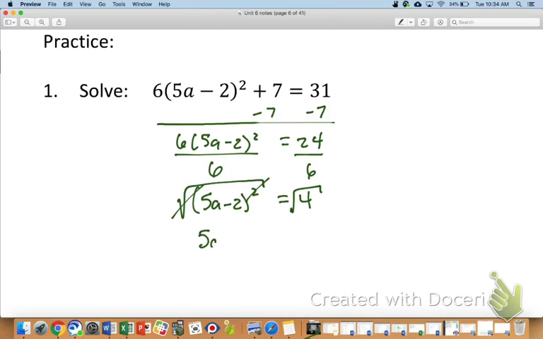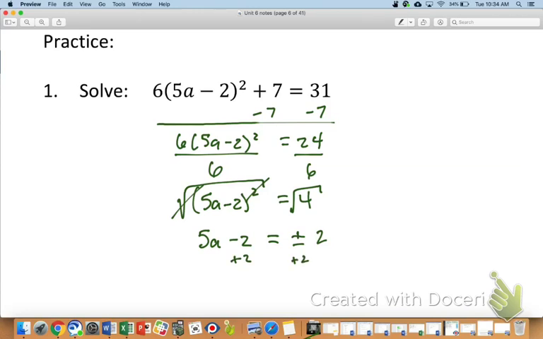So you get 5a minus 2 equals, what's the square root of 4? 2. But also, in this case, negative 2. You got to consider both numbers, because both numbers do square to be a 4. Can you tell that we're not done yet? a's not by itself. What would you guys recommend for a next step? Add 2. That's right. So we go plus 2.